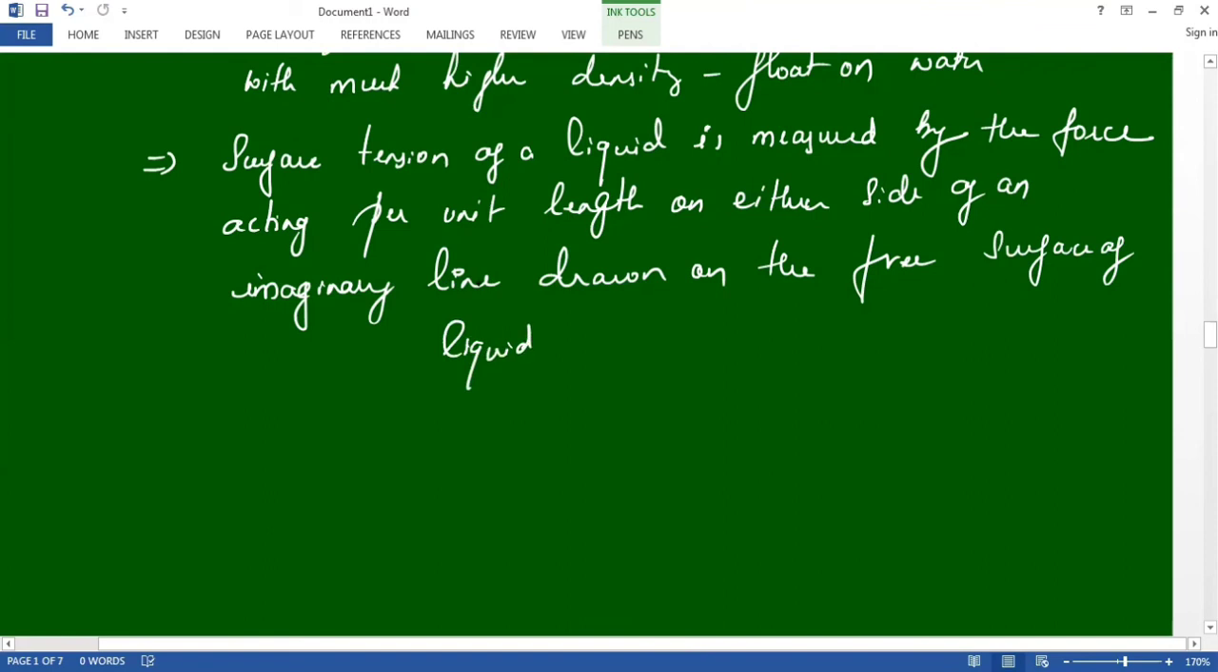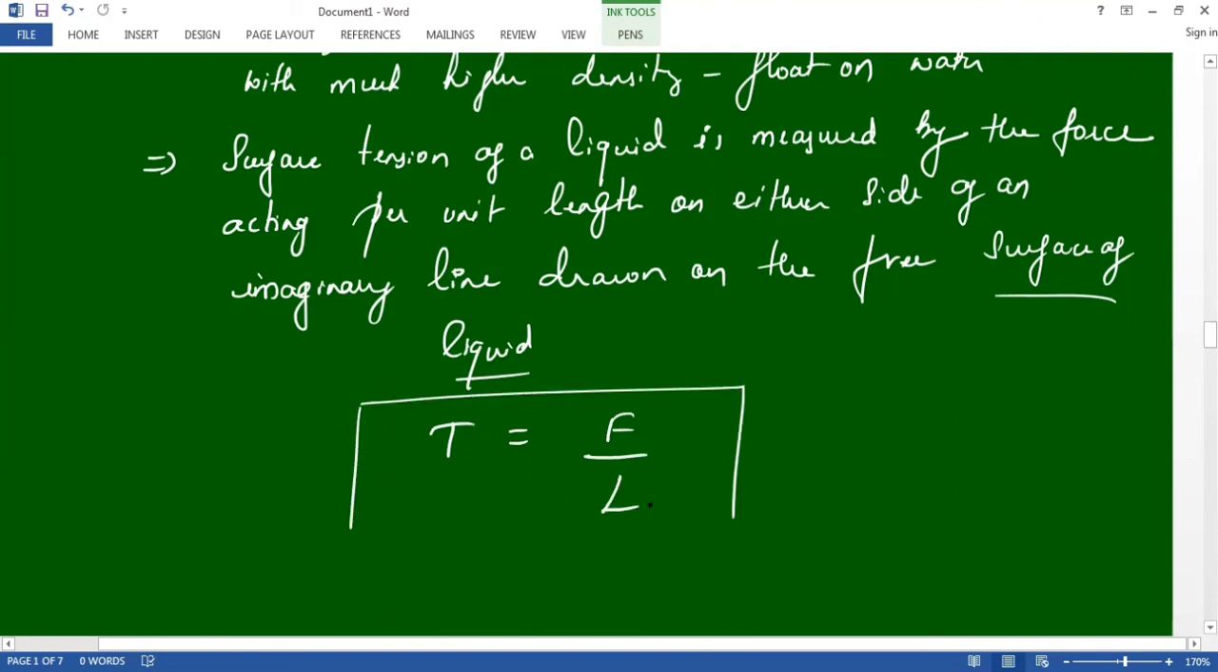The surface tension of liquid is measured by the force acting per unit length on either side of an imaginary line drawn on the free surface of liquid. So this is the important point. That is, surface tension is equal to force by length. So this is the formula of surface tension. Here F is the force and L is the length.